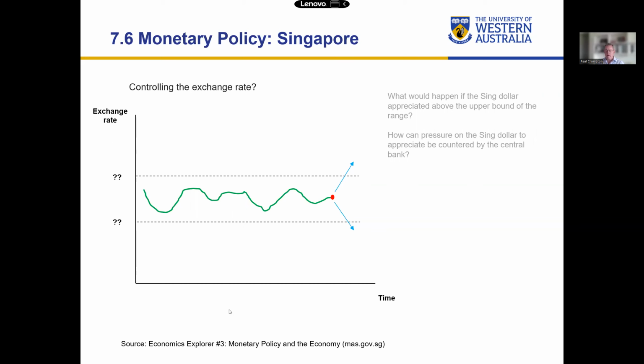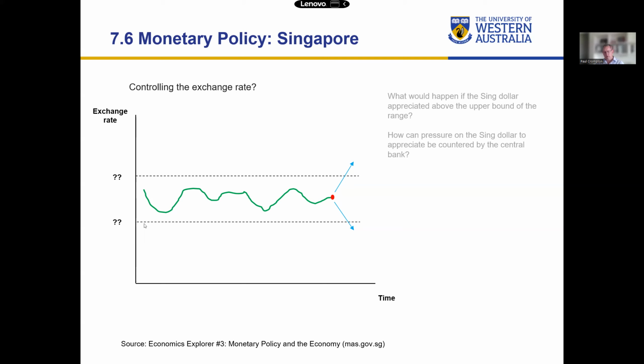What I've got here in this graph is, over time, the exchange rate and how it changes over time. And this blue line is actually a hypothetical movement of the Singaporean exchange rate against, let's say, a basket of other currencies. Now, that could be a trade-weighted basket of other currencies. If that doesn't make sense to you, don't worry about it. Just think about this as the Singapore exchange rate against, say, the US dollar.